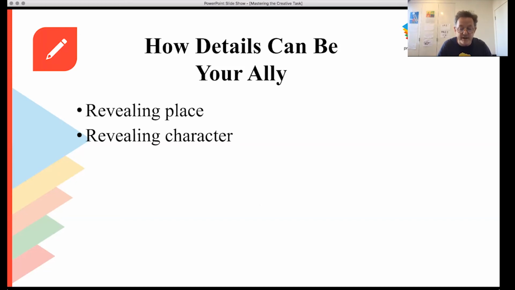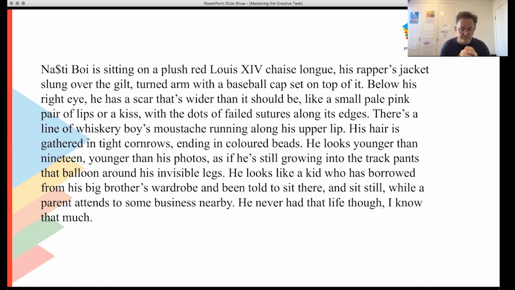That rapper I mentioned earlier, in what became a novella called Gotham, here's the first time the journalist sees him. Nasty Boy is sitting on a plush red Louis XIV chaise longue, his rapper's jacket slung over the gilt-turned arm with a baseball cap set on top of it. Below his right eye, he has a scar that's wider than it should be, like a small, pale pink pair of lips or a kiss, with the dots of failed sutures along its edges. There's a line of whiskery boy's moustache running along his upper lip. His hair is gathered in tight cornrows, ending in coloured beads.